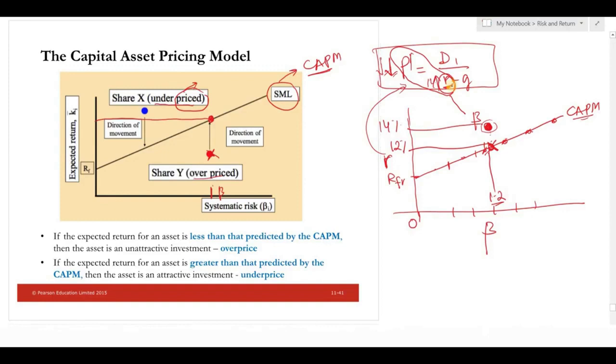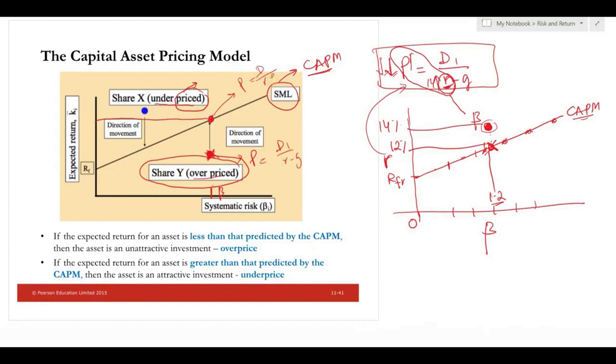So when the stock is overpriced, and this is the stock that is underpriced. When we have this situation, we call it mispricing, because ideally the price should be this one, but people are requiring this much, so the price would be different. We can find the price in the market by D1 over R minus G. But if you follow the CAPM, the price would follow this one.